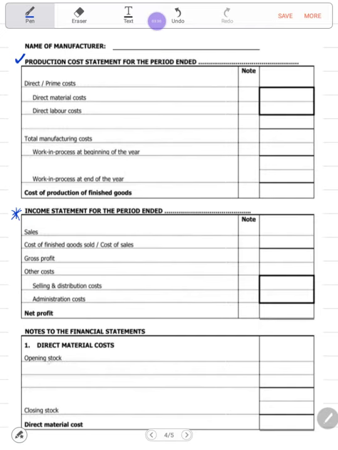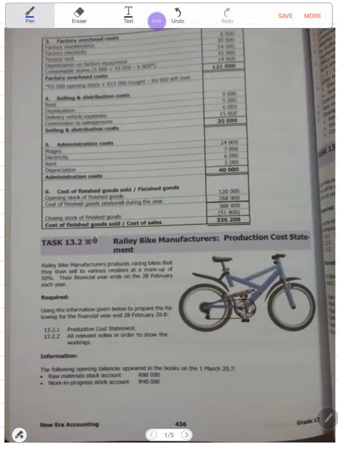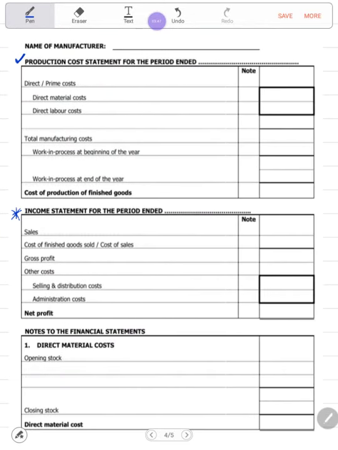Now remember, you have an opening balance for your direct material costs, which is the 80,000. As you see, the following opening balances appear in the books on the 1st of March 20.7. So what are you going to do now, Matrix? You are going to take it to this point over here and write 80,000 Rand. Moving along, you now need to figure out what have I purchased. Net purchases: did I buy direct material either cash or credit?